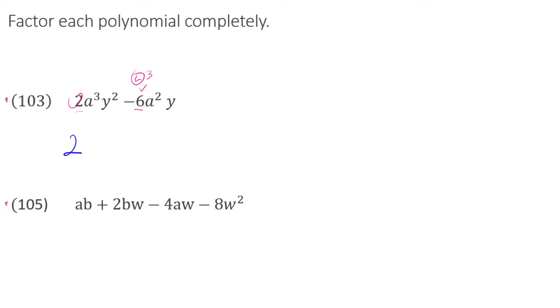I want to check the variables. They each have an a, so I pick the one with the smallest exponent, so a squared is part of the GCF. And they each have a y as well. So I want to pick the y with the smallest exponent, which is y to the first, right? The invisible 1 there. So 2a squared y is the GCF. So now I put the leftovers back inside, so I can divide these by 2a squared y.